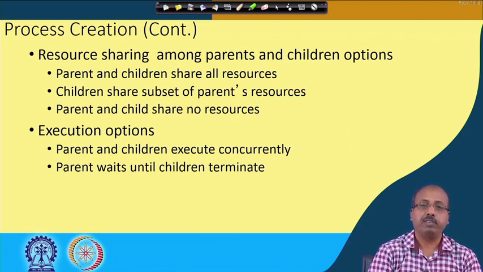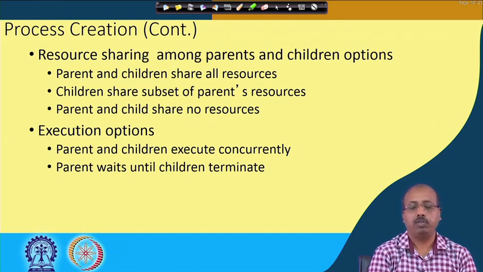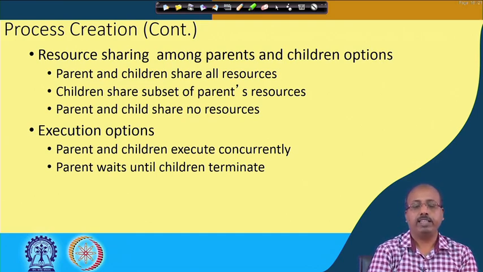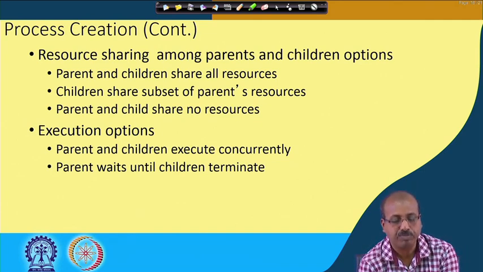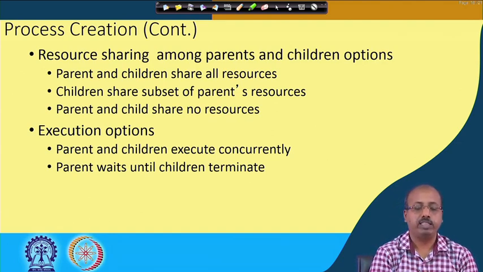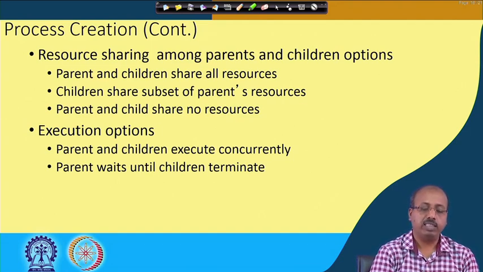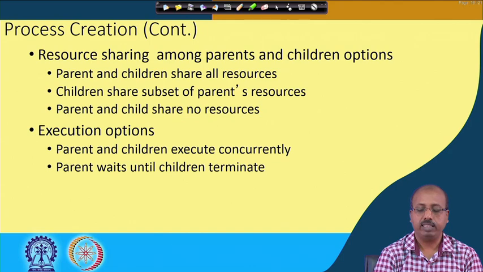So, this way there can be different types of decision, and frankly, there is no hard and fast rule about which one to follow. Different OS designers follow different degrees of sharing. All of these are common: parent and children share all resources, the child may share a subset of the parent's resources, or they share no resources. So, that is a resource sharing option. Another option is the execution option. The execution option may be that parent and children execute concurrently, or the parent waits until children terminate.